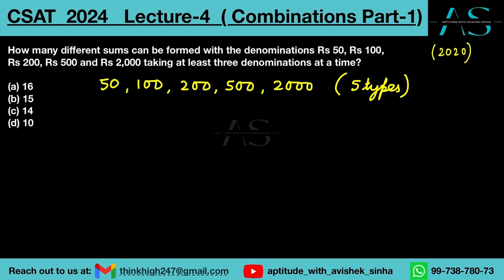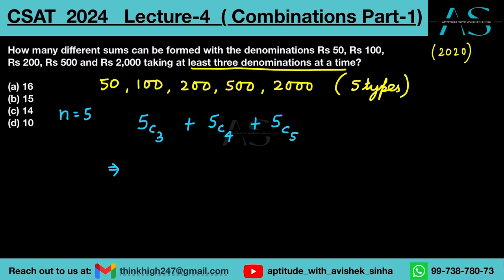Now, out of these 5 types, we have to take at least 3 denominations at a time. At least 3 means out of 5, the n value is 5. We can start by taking 3. So, first case 5C3. Second case 5C4. And the last case is out of the 5 denominations that we have, we can pick all 5, 5C5.